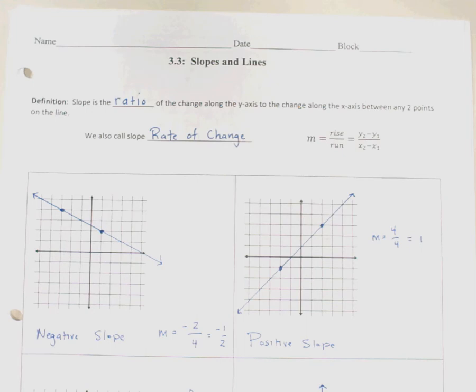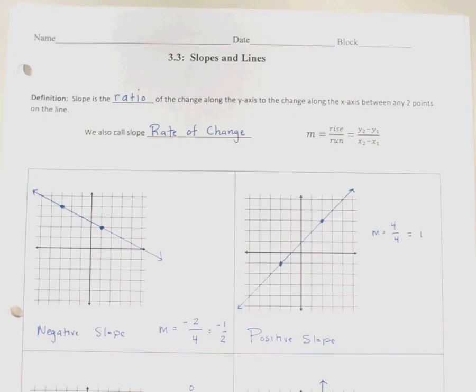When we talk about finding slope, we talk about finding the rise over the run, which is the change in the y values divided by the change in the x values. We can find slopes both graphically and algebraically. Now, some characteristics of slopes.